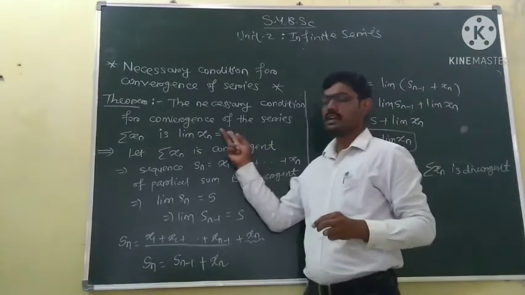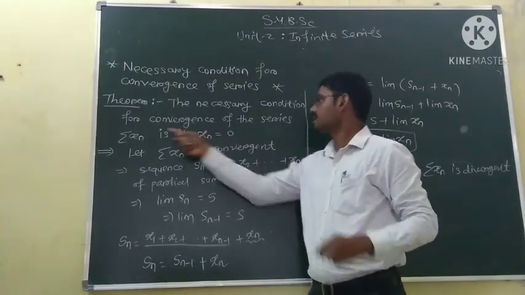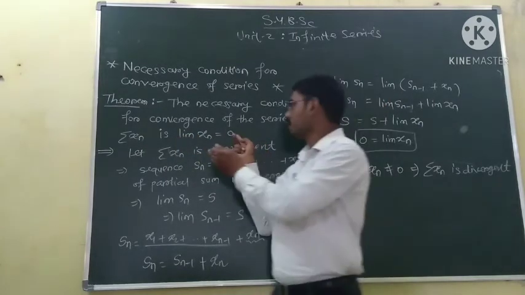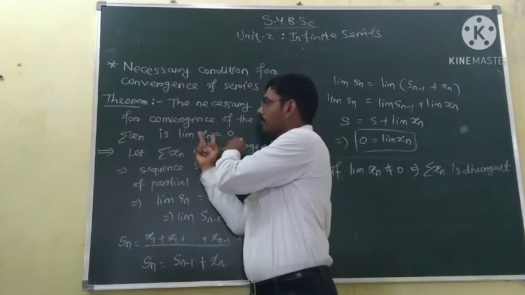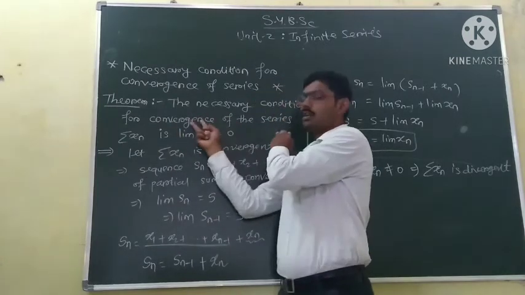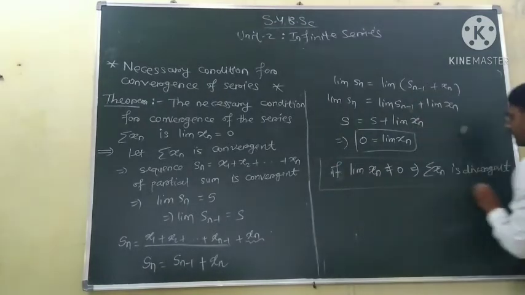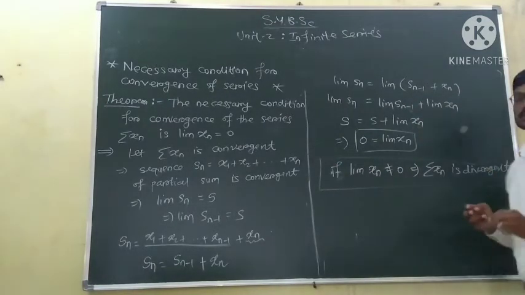Taking the contrapositive, what is the statement? The statement is: series xn is convergent implies limit of xn is equal to 0. So its contrapositive is: if limit of xn is not equal to 0, then series xn is not convergent, that is divergent. So this gives one test for divergence of the series.